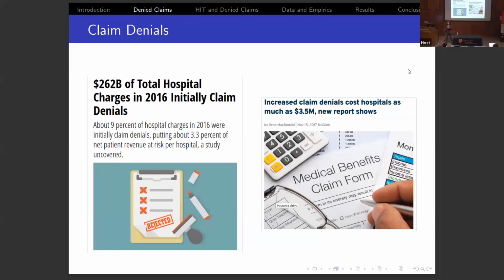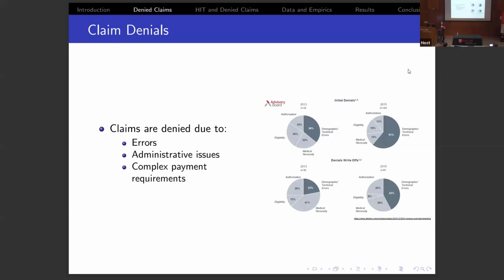So these are insurance claims that are submitted by healthcare providers to the insurance providers with the expectation of getting paid. Some of them are denied initially, and some of them remain unpaid eventually. And this is a significant challenge for healthcare providers. For example, in 2016, around 9% of all hospital charges were initially denied, which is putting about 3% of net patient revenue at risk for these organizations. And again, in terms of dollar values, they add up to a significant chunk, so averaging about $3.5 million per hospital.